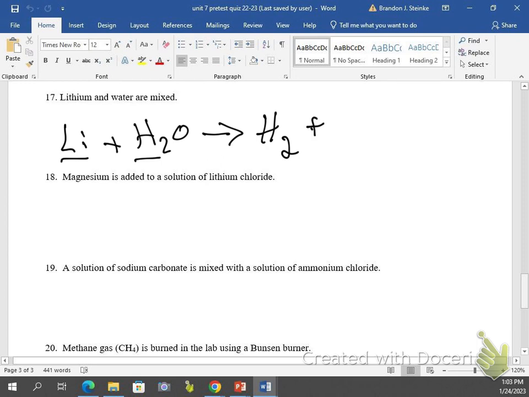And what's left over is Li2O, because oxygen has a -2 charge. It crosses that down to lithium, Li2O. All right, and this will happen because lithium will bump out hydrogen.